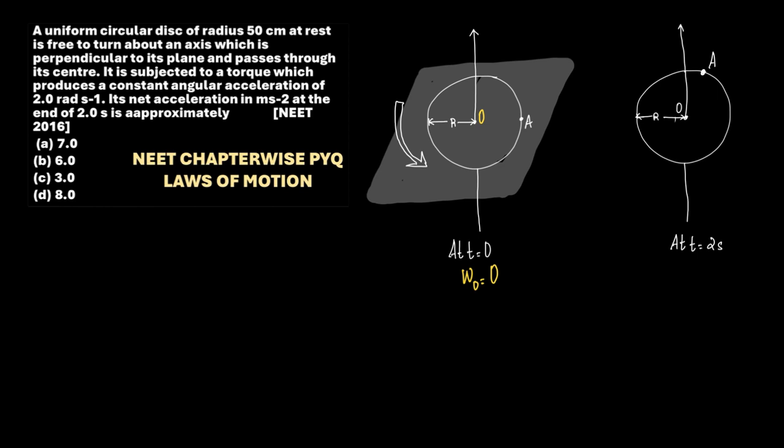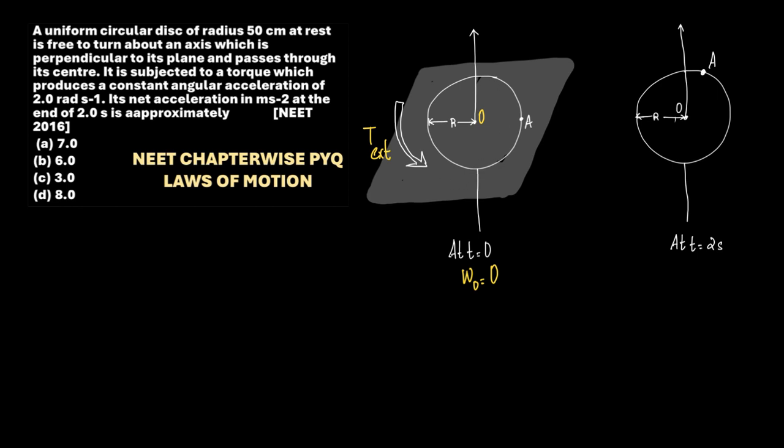It is subjected to a torque. So this is the external torque acting on it. Let us say this is torque external. Why not F external? Because we're not talking about linear motion. We're talking about circular motion where force is analogous to torque. So we have torque external.